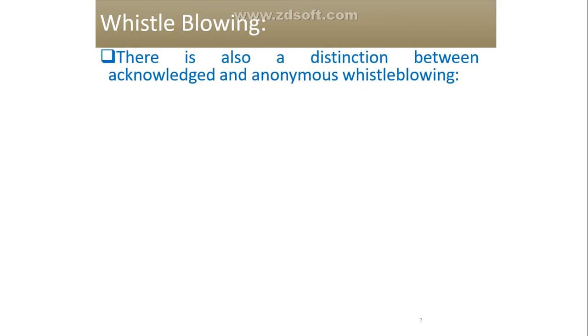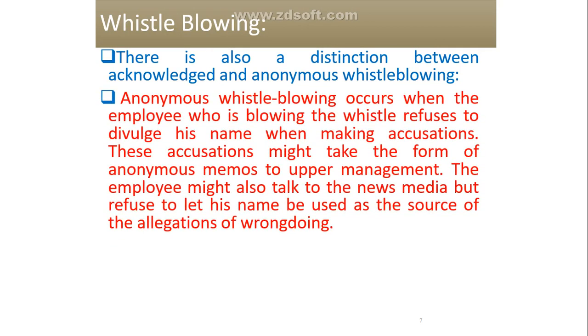There is also distinction between acknowledged and anonymous whistleblowing. Anonymous whistleblowing occurred when the employee who is blowing the whistle refuses to divulge his name when making an accusation. This accusation might take the form of anonymous memos to upper management. The employee might also take to the news media but refuse to let his name to be used as a source of the allegation of wrongdoing. Anonymous يعني انه هو يمشي ويدي معلومة بدون ما يدي اسمه او يدي انه منو هويته هو منو.